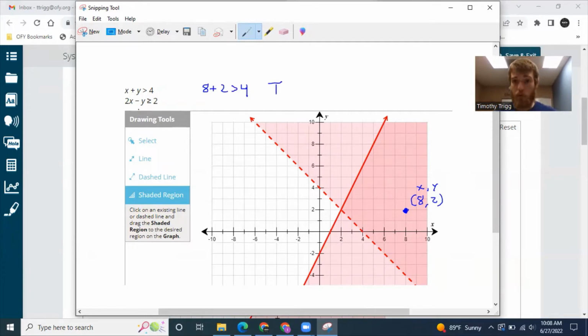Now, the second one should also produce a true statement. 2 times x, so it's 2 times 8, right? Because I'm replacing the x with 8, minus, replace the y with 2. And we want to see, is that greater than or equal to 2? And indeed it is, right? Because 2 times 8 is 16. 16 minus 2 is 14. And 14 is definitely greater than or equal to 2, right? So any point in this double shaded region will produce a true statement for both inequalities. And that's how you know that it's the correct shaded region.